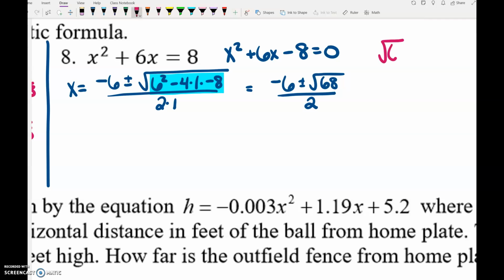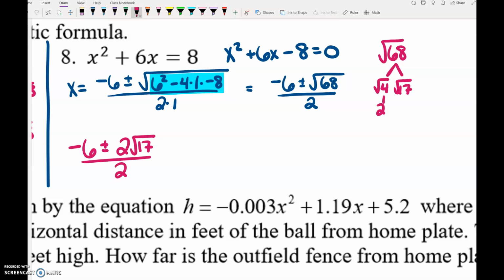Off to the side, simplify the square root of 68. Now this one I found to be kind of hard. I think 4 is the only one that works. And when 4 works, I always try 16, but 16 doesn't work. So it splits into the square root of 4 times the square root of 17. So 2 square root of 17. Negative 6 plus or minus 2 square root of 17 over 2.